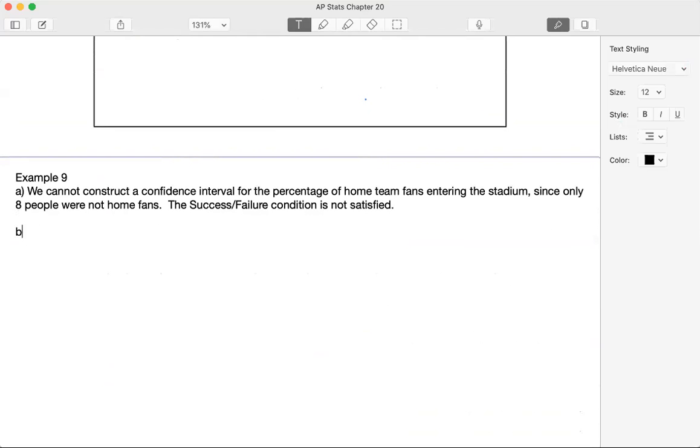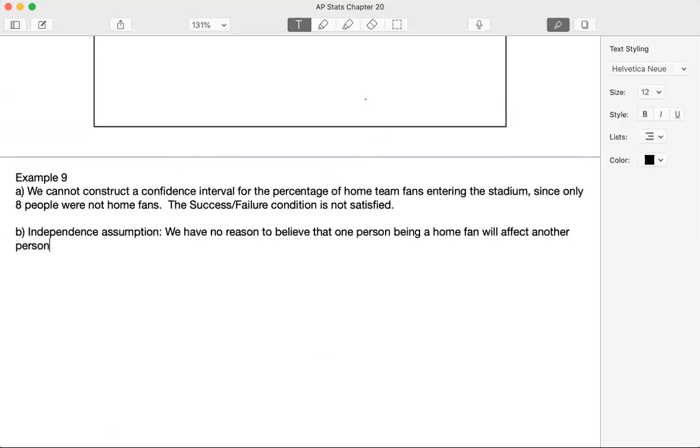All right, B. So we're going to construct a +4 confidence interval. Again, we need to check all of our conditions. The first one is our independence assumption. We have no reason to believe that one person being a home fan will affect another person. All right, randomization condition.